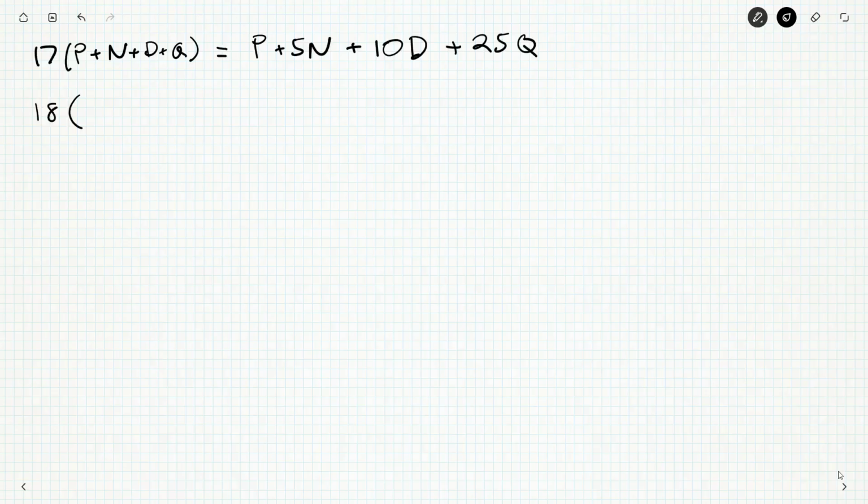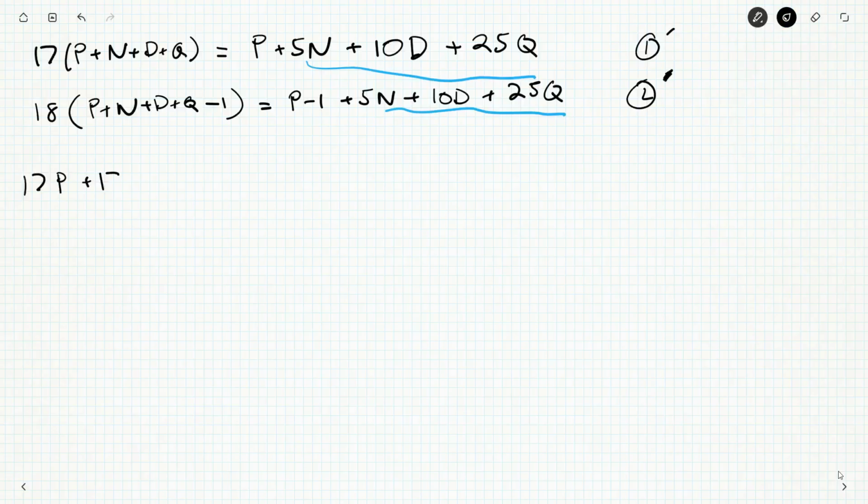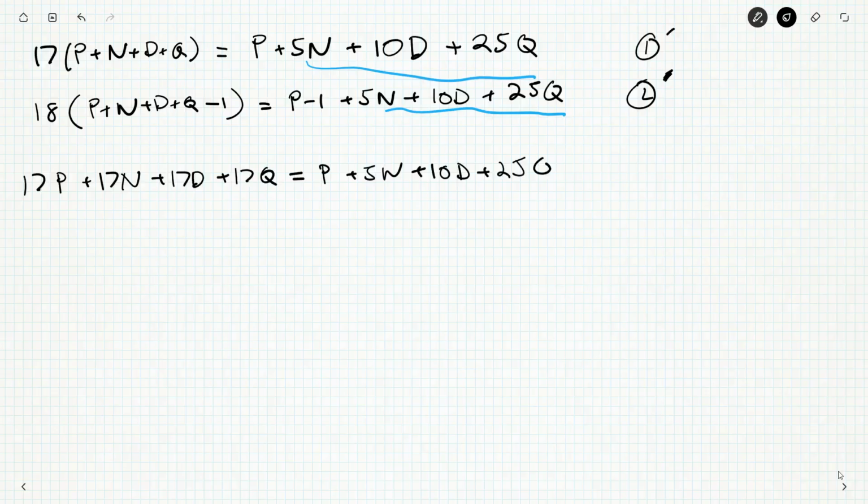And what else do we have? 18 times P plus N plus D plus Q minus 1, because we did take out 1 penny. So that's P minus 1 plus 5N plus 10D plus 25Q. Certain parts of these equations are very similar. They're almost begging to be canceled out in some way, and I think we'll get there. I want to do a little bit of expanding and rearranging first. So we might call this 1 prime, this one 2 prime. So I'm going to expand: 17P plus 17N plus 17D plus 17Q, and that's P plus 5N plus 10D plus 25Q.